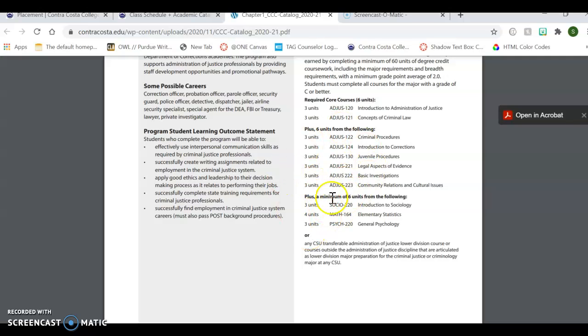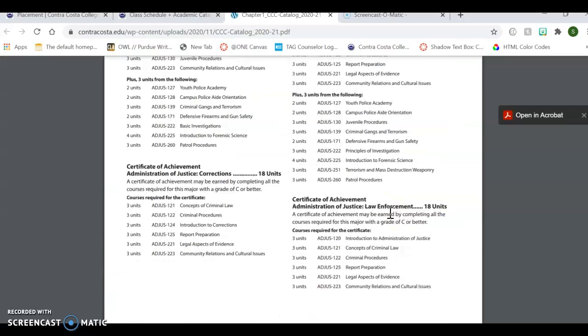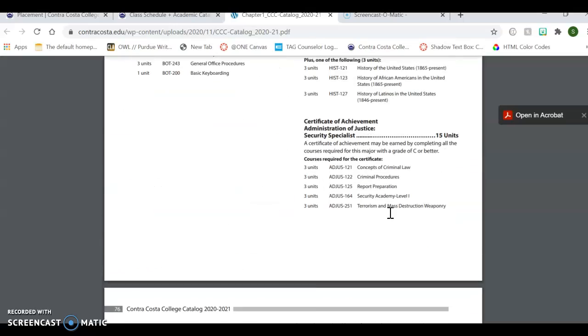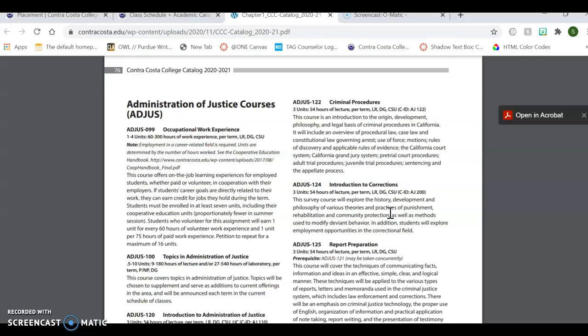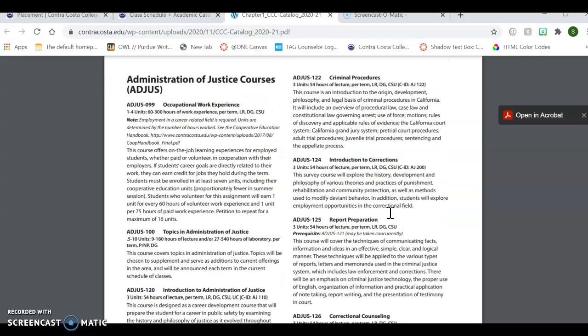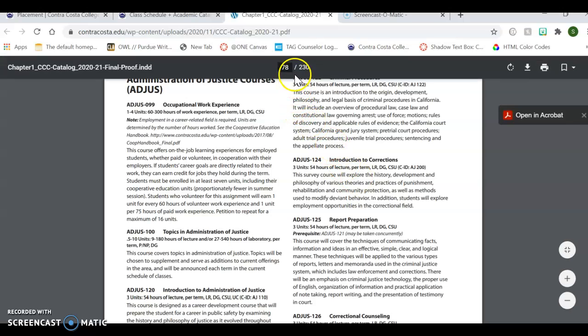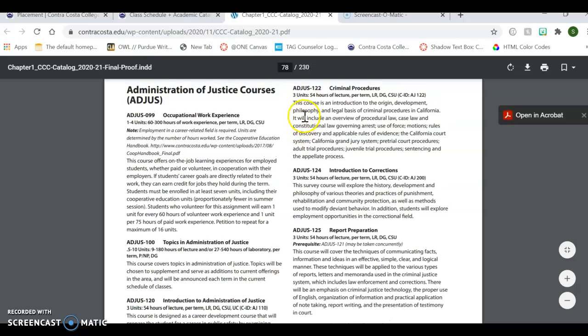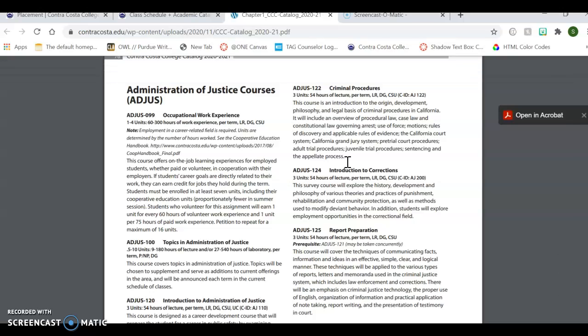So you might be saying, well, how do I know how to choose which of these courses other than the title, which could give you some ideas. But if you scroll down through the catalog into the section of the course descriptions, you can actually see what each of these course descriptions are and what you'll learn throughout that course. So if you were interested in this AHS 122, Criminal Procedures, this gives you a full description of what the course is and what it is you'll learn in that course.